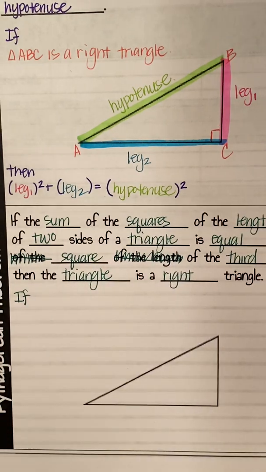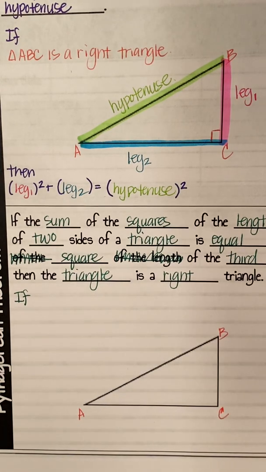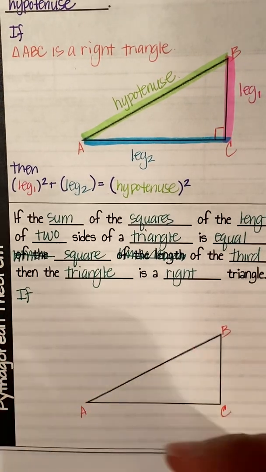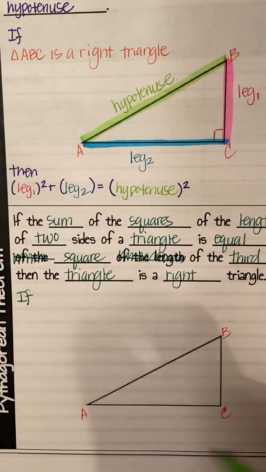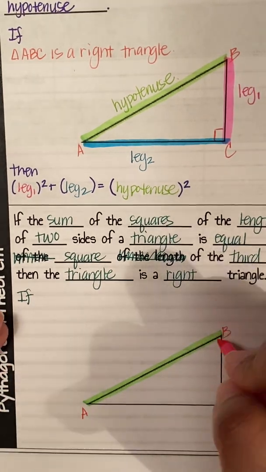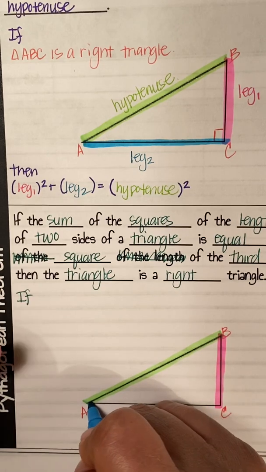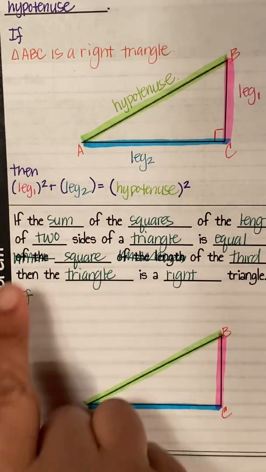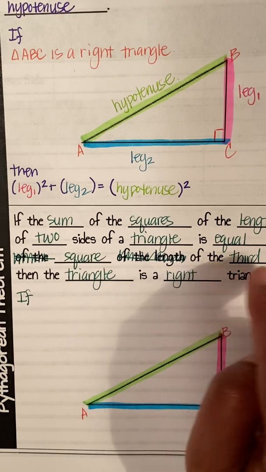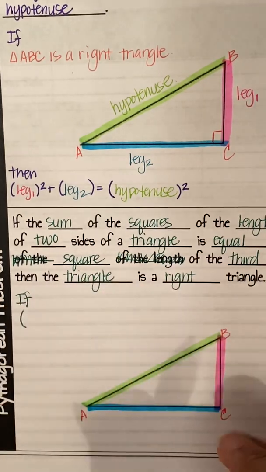So we are going to have our if statement. If I still have my triangle, this is A, B, C. So basically, I'm not going to put in the right angle because right now I'm trying to show you that it is a right triangle. So we're going to have from A to B, this is my hypotenuse, which I have highlighted in green. This piece is one of my legs, leg 1. And this is my second leg, leg 2. So basically what it says, if the sum of the squares of the lengths of the two sides of the triangle is equal to the square of the third side, then the triangle is a right triangle.